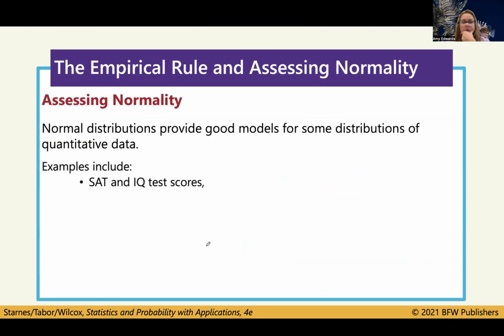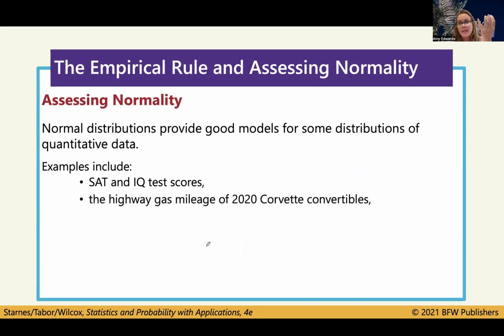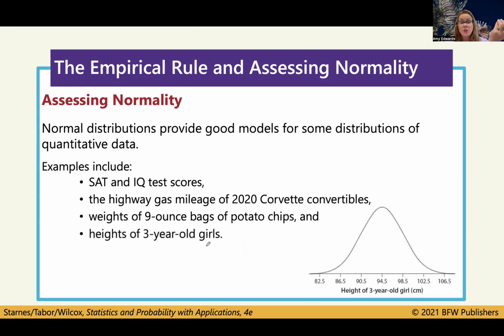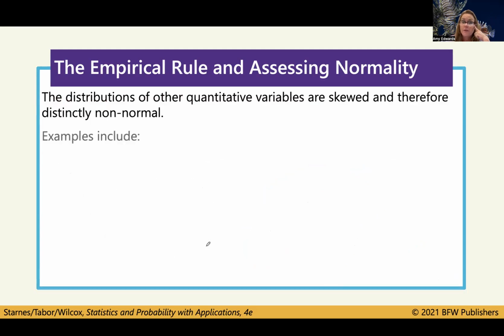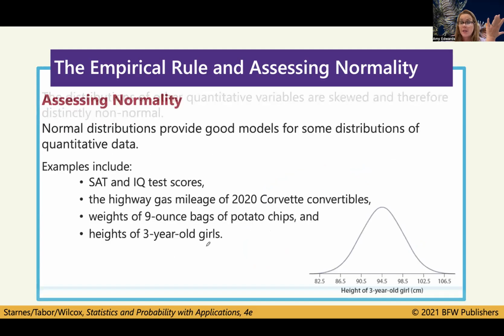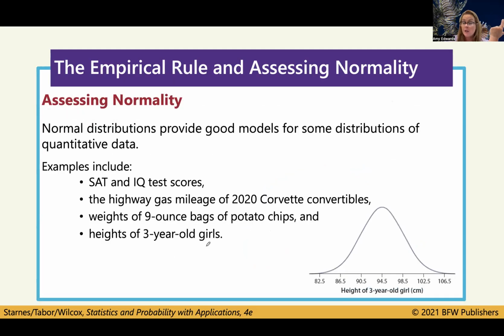Okay, now, again, how do we know normal distributions? ACT and IQ scores, gas mileage, weight of the same thing that we're measuring, heights of 3-year-old girls. Here's an example for the normal distribution of the height of the 3-year-old girl, okay? You're going to make it, again, you go back here, you're going to make it look like a bell. You got the mean in the middle, and then you've got your standard deviations as they go out.